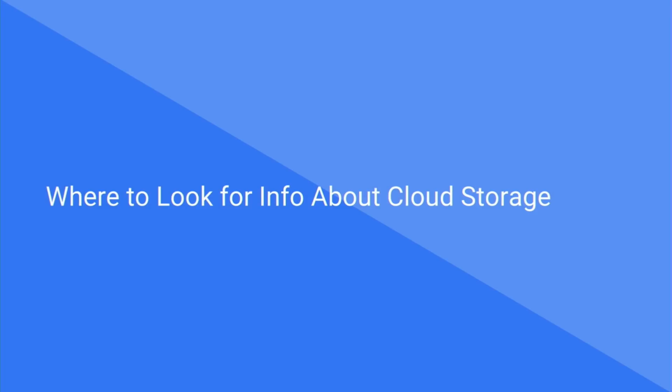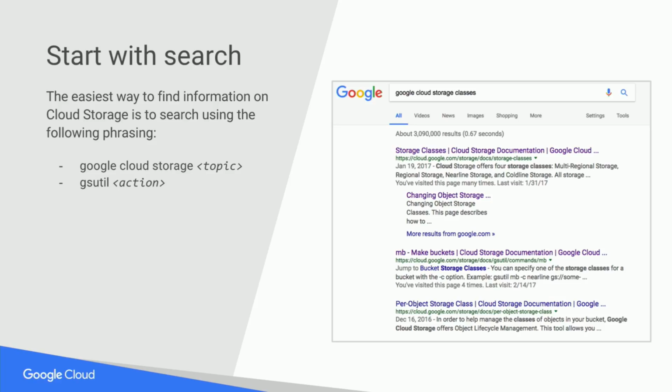Now, after this session, if you come up with questions and you want to learn more about cloud storage, where do you look? Search is your friend. If you search on Google Cloud Storage and then whatever topic you're interested in, it's very likely that the first link is going to be what you want. So for example, here we've searched on Google Cloud Storage classes, and what we get is a link to the article that has all the information that fed the table that we looked at earlier.